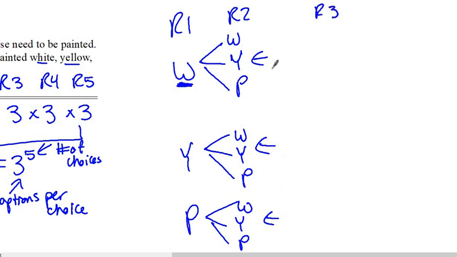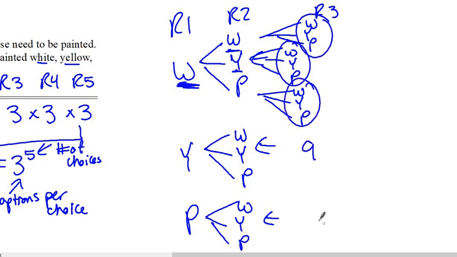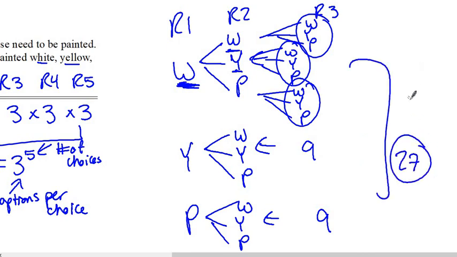Let's see what happens on room 3. So suppose we went white, white, and then we could go white on the 3rd, or yellow, or pink. Or we could have gone white, yellow, and then that will result in white, yellow, or pink. And then the same thing here. We could go white. So you can see already we're only on room 3, and we already have 9 on this one. We're going to have another 9 right here, and another 9 right here. So we're at 27 options, and we still have 2 more to go. So every time you do this, you're multiplying by 3, and that's where we get 3 times 3 times 3. That's where we get the number 243 from.